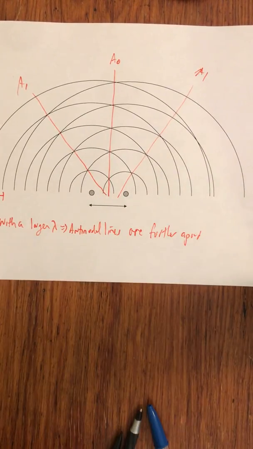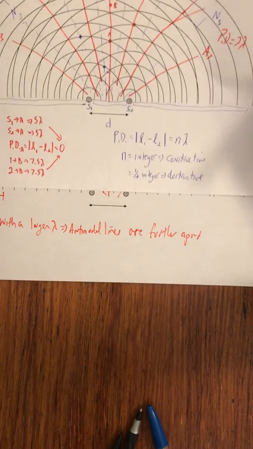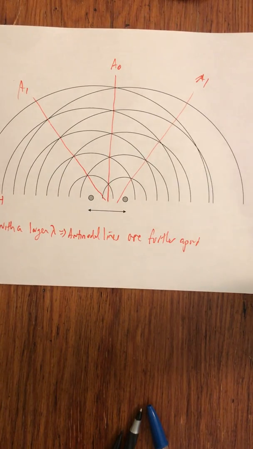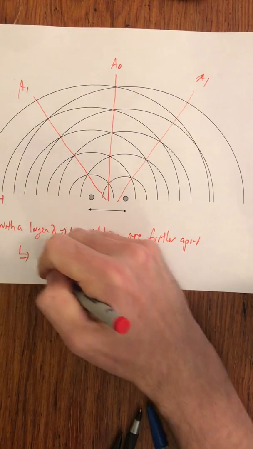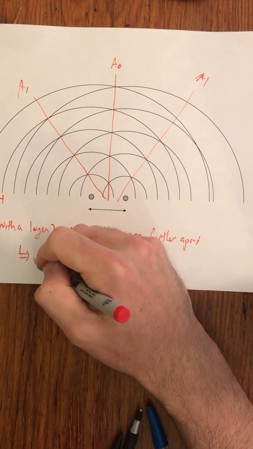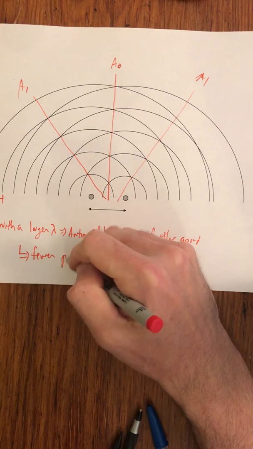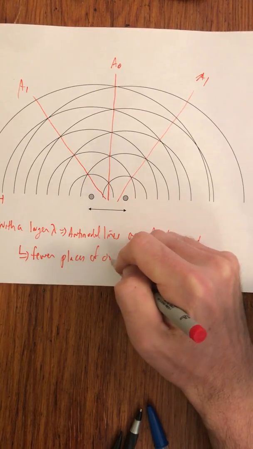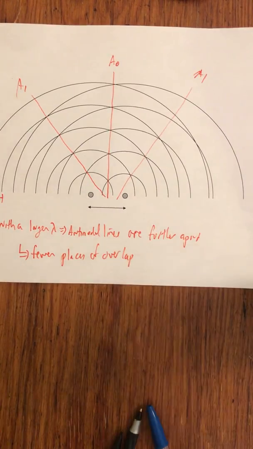And of course, I'm referencing that to here, which has the same D, but here the wavelength is smaller, so with a larger wavelength, everything's further apart. Why is this the case? Well, with the larger wavelengths, once again, there are fewer places of overlap, right?